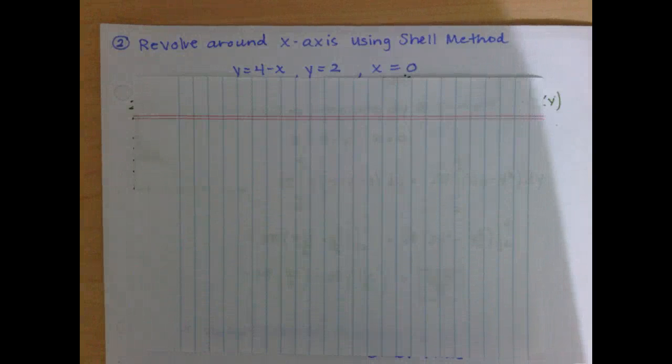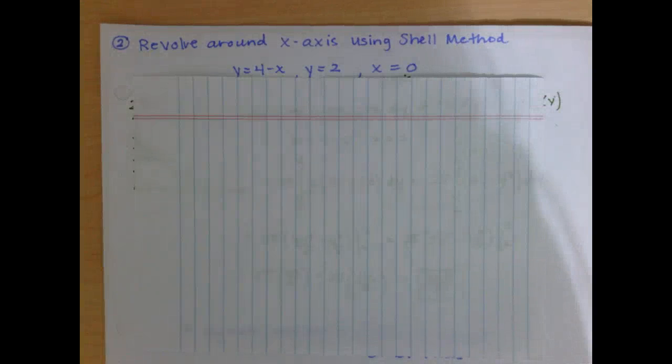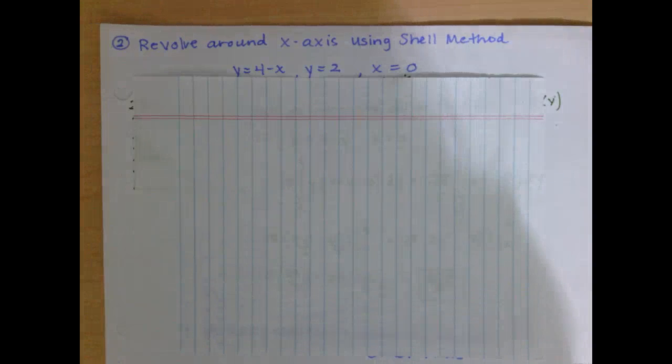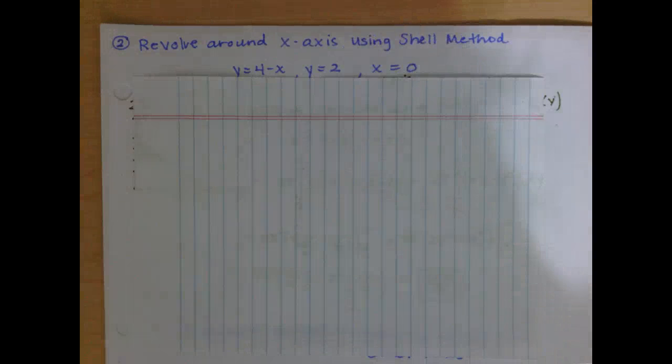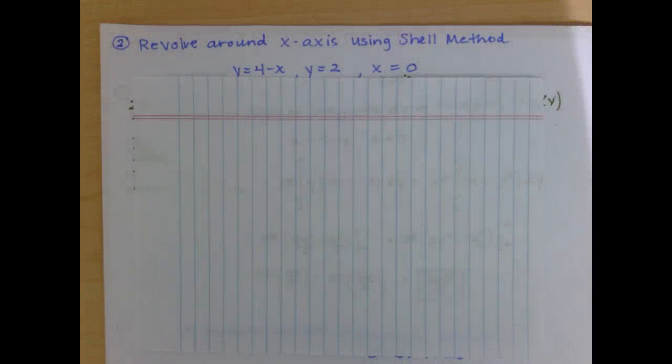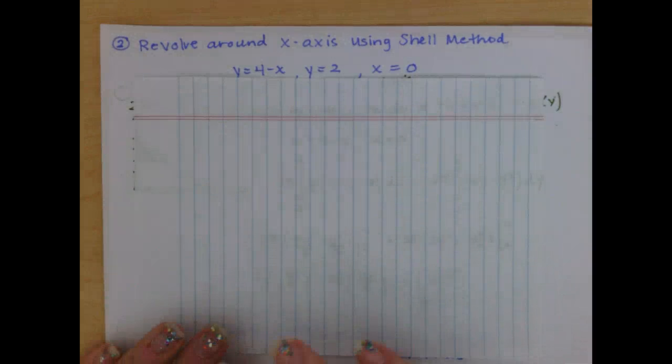Continuing on with the shell method, let's take a look at a second example where this time we're going to revolve around the x-axis instead. So here I'm given 3 different curves that bound my region R, my 2-dimensional region, and I'm going to rotate that region around the x-axis.